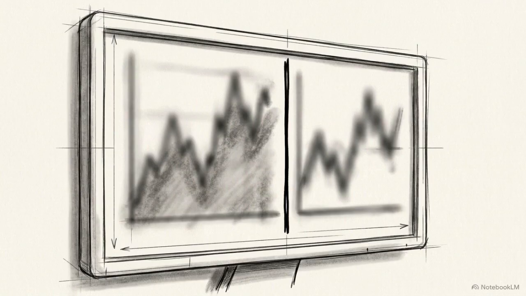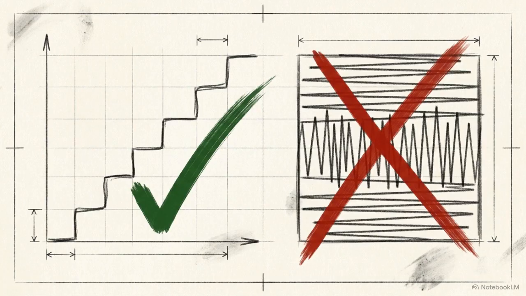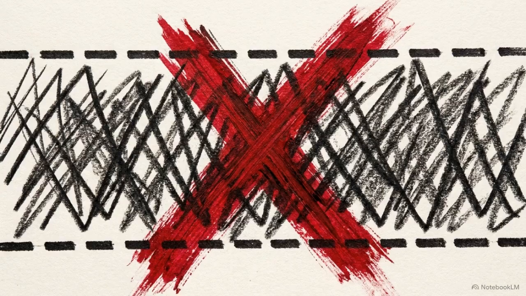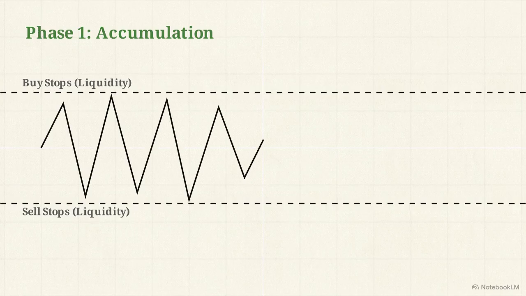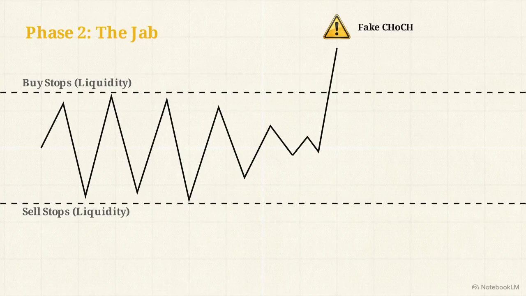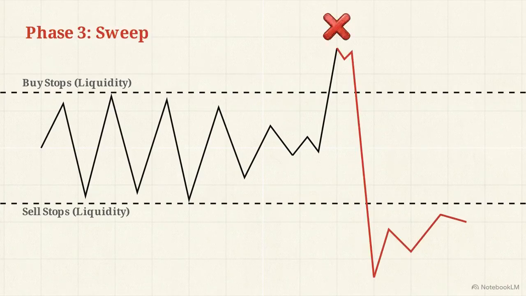This system only works if the environment is right. Look at this comparison. On the left is the clean, stair-stepping structure we require. On the right is a tight, choppy sideways range. Attempting to deploy this strategy inside a consolidating market is a fatal error. Inside those ranges, institutional players execute a manipulation cycle called the jab. They intentionally engineer fake change of character signals, abrupt spikes in one direction, specifically to trick retail traders into buying the breakout, right before reversing the price to sweep their stop losses.